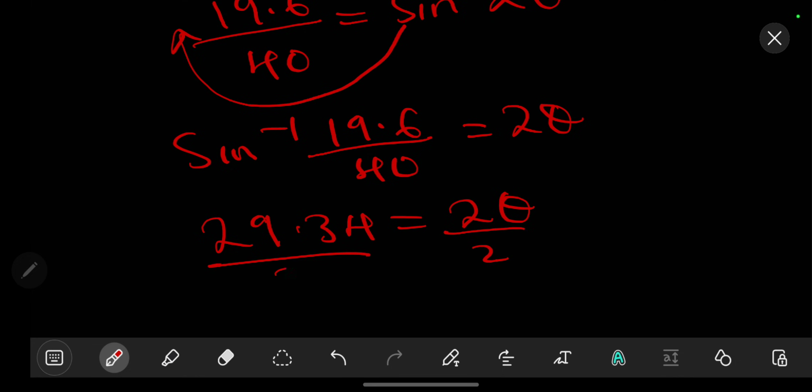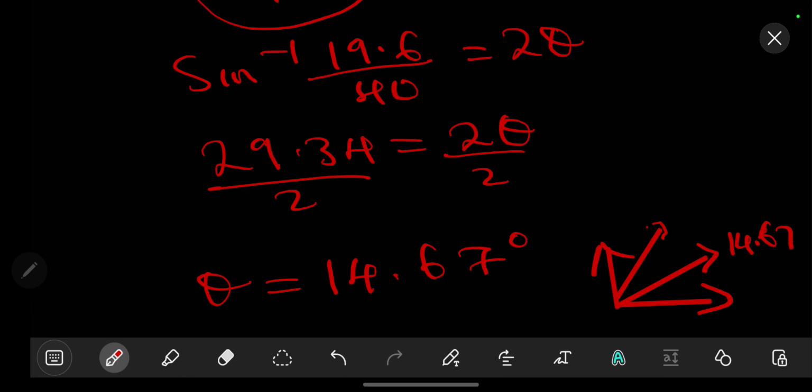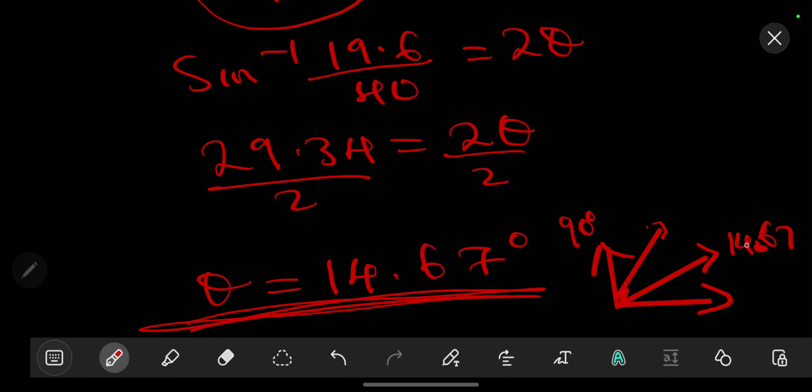We divide by 2, so our theta should be equal to 14.67 degrees. So this is our angle of projection. There are 2 outcomes. If this is the maximum range, it means the highest angle is 90 degrees. We can just subtract 14.67 from 90 to find another possible angle of projection, which gives the same value.